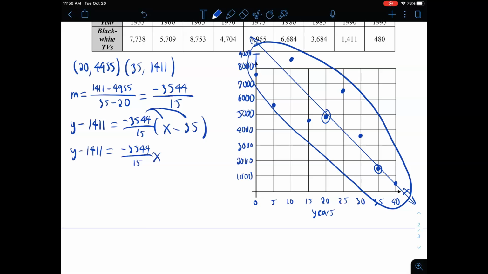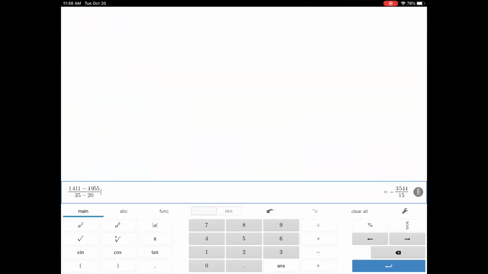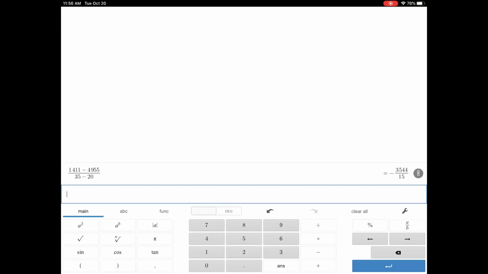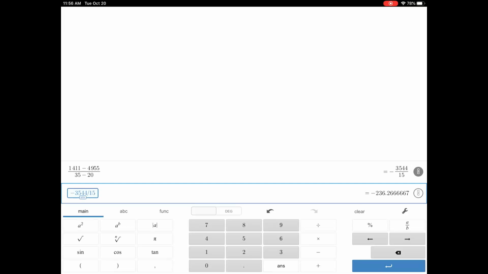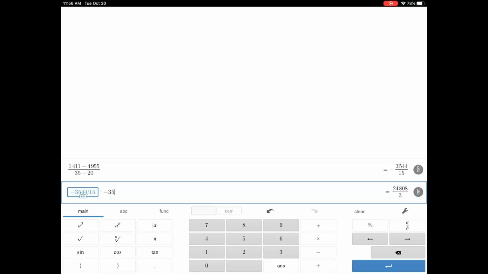and now when we multiply those, it's going to be adding something. Let's go ahead and do that over here. So I'm going to click enter. I'm going to hit answer, the answer we just did, and I'm going to do times negative 35. Okay, and that's going to be our new answer. And click the little boxes again. We get 24,808 over 3.